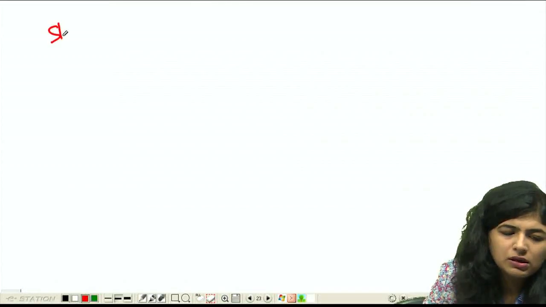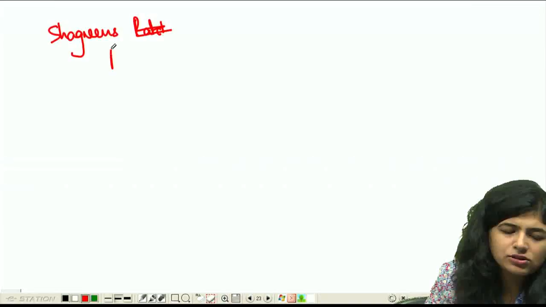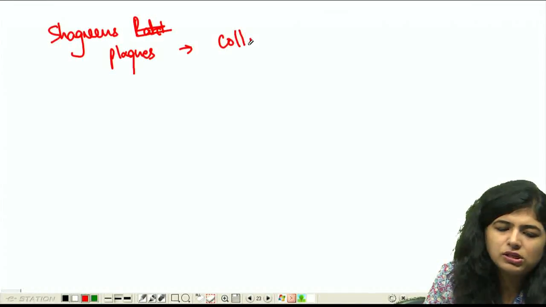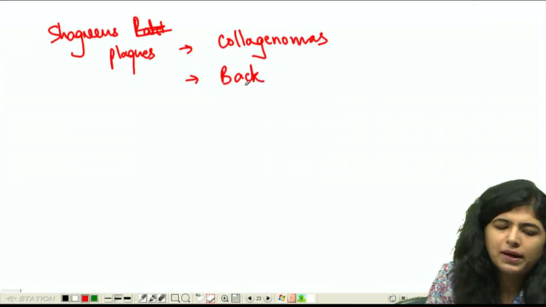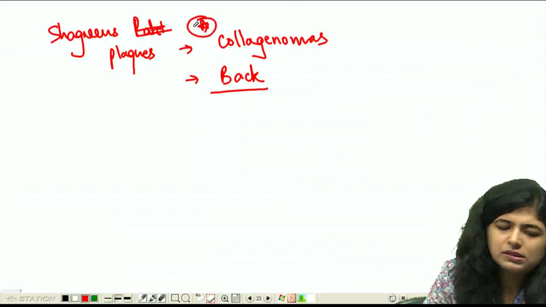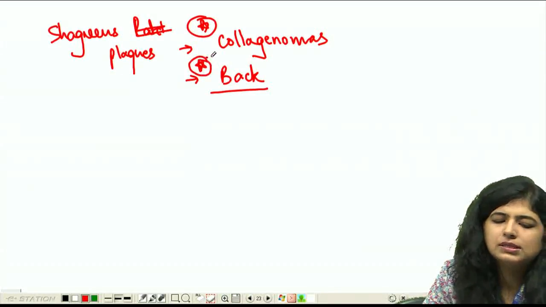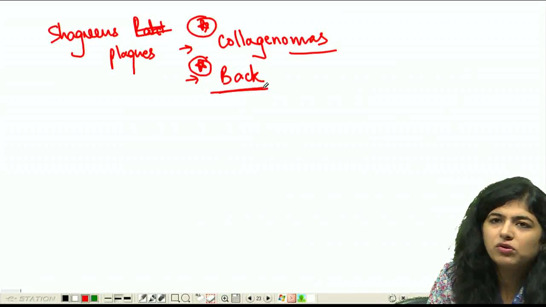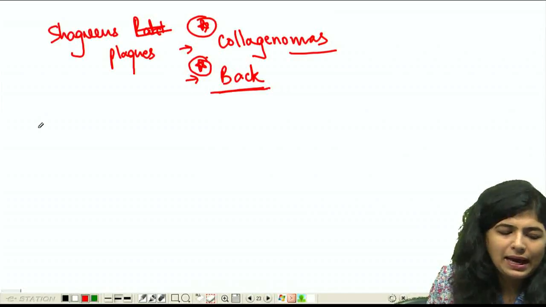Then other things, what you get, the shagreen patches and shagreen plaques actually. These are collagen tumors, these are collagenomas, and the most common site is the back. So they will ask you what it is, they will ask you the most common site. It's a collagenoma, it is found on the back.